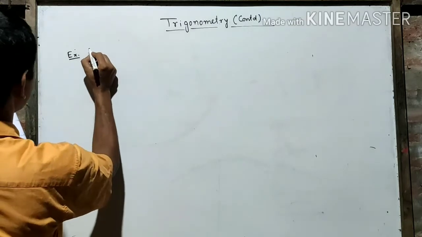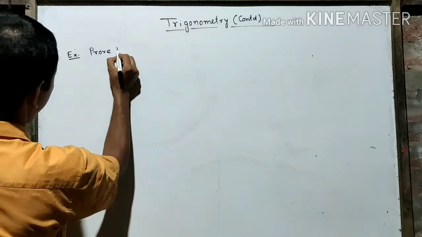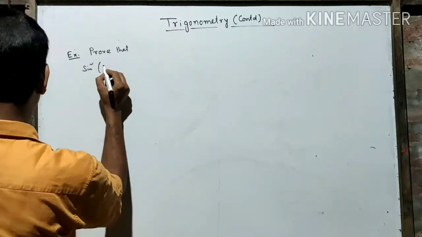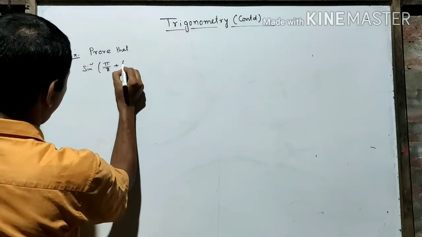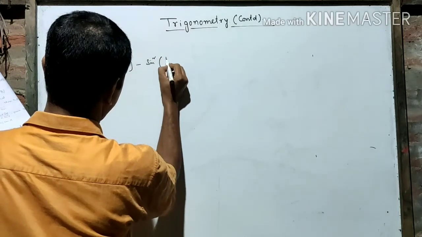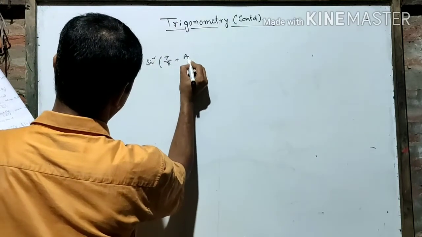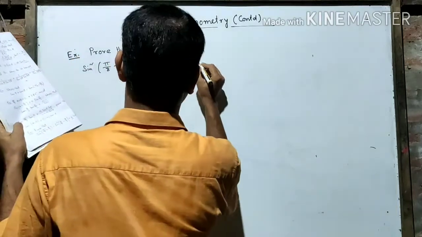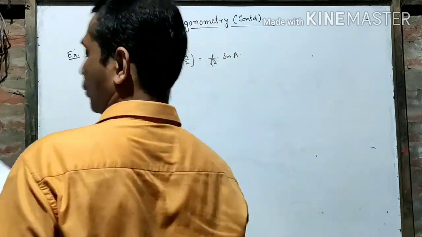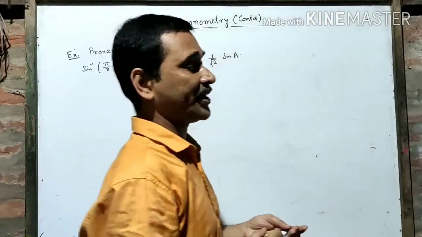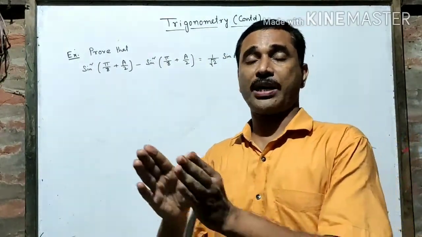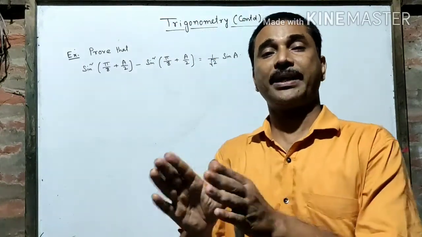Next question is, prove that sine square (pi by 8 plus A by 2) minus sine square (pi by 8 minus A by 2) is equal to 1 by root 2 sine A. So we got a result sine A plus B. I told you, you can use that as a formula: sine (A plus B) into sine (A minus B) is equal to sine square A minus sine square B, or equal to cos square B minus cos square A.